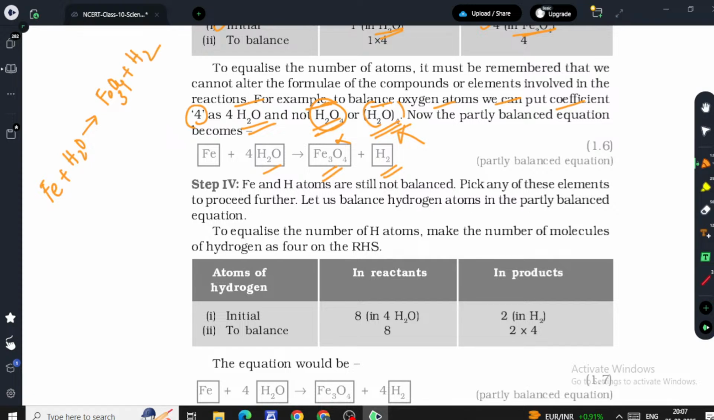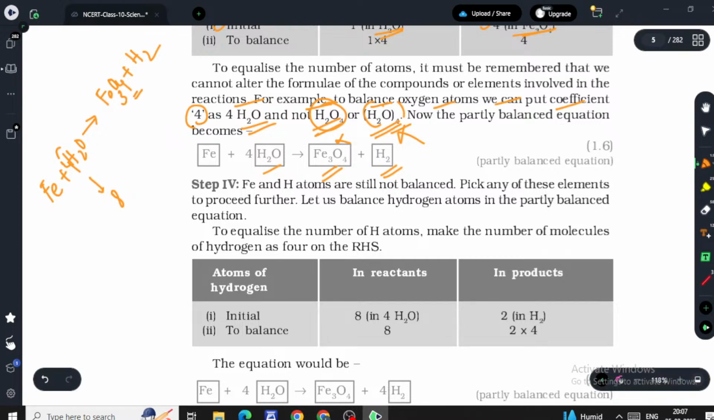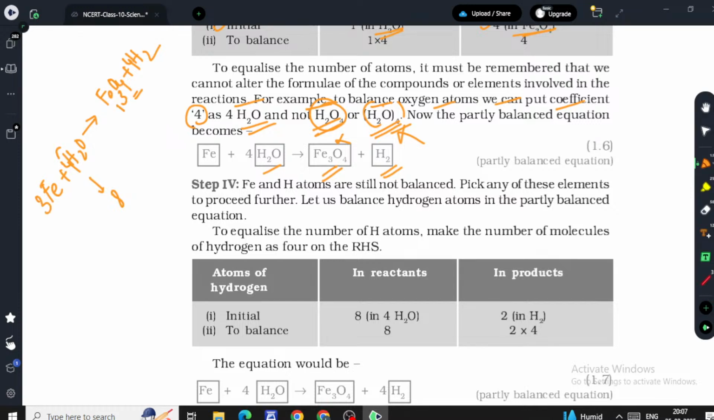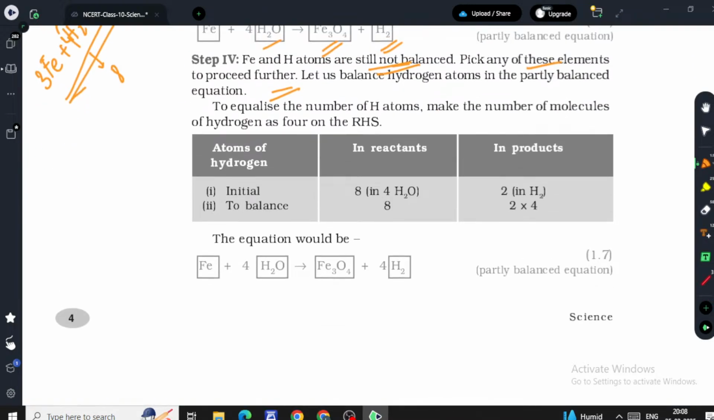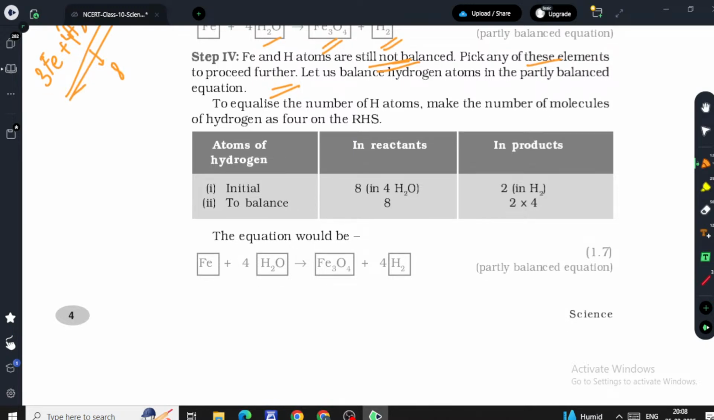Here the maximum oxygen is 4, and on the other side 2. If we write 4, then the hydrogen is 8. Fe is 3 on the right, so we balance it as well. You can see the process also. Step 5: Fe and hydrogen atoms are still not balanced. Pick any of these elements to proceed further. Let us balance hydrogen atoms in the partly balanced equation. To equalize the number of H atoms, make the number of molecules of hydrogen 4 on the RHS.